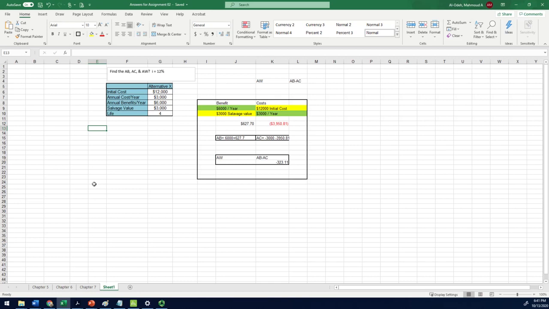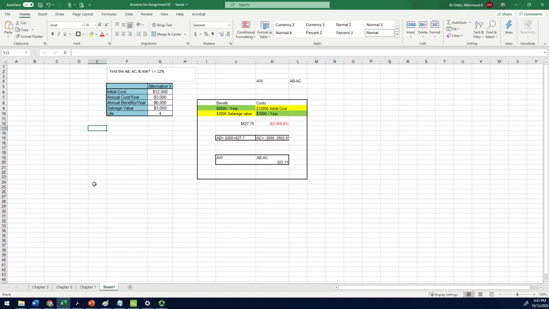Again, we have an alternative X with this information: initial cost 12,000, annual cost per year is 3,000, annual benefit per year is 6,000, salvage value is 3,000, and the lifetime is 4. Find the annual benefit, annual cost, and annual worth using i equal to 12%.